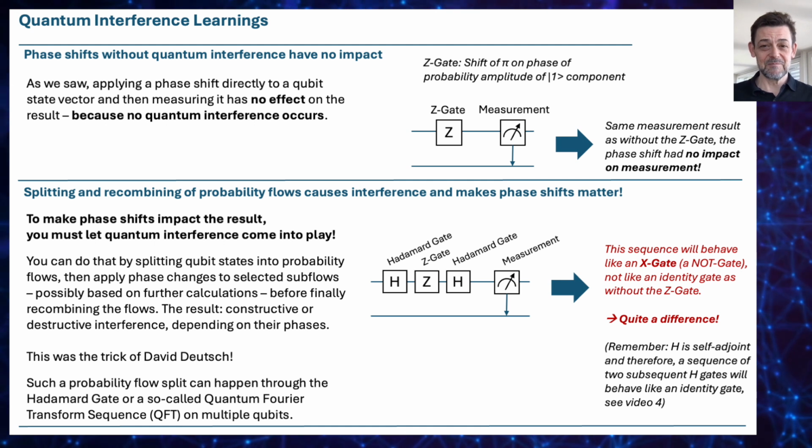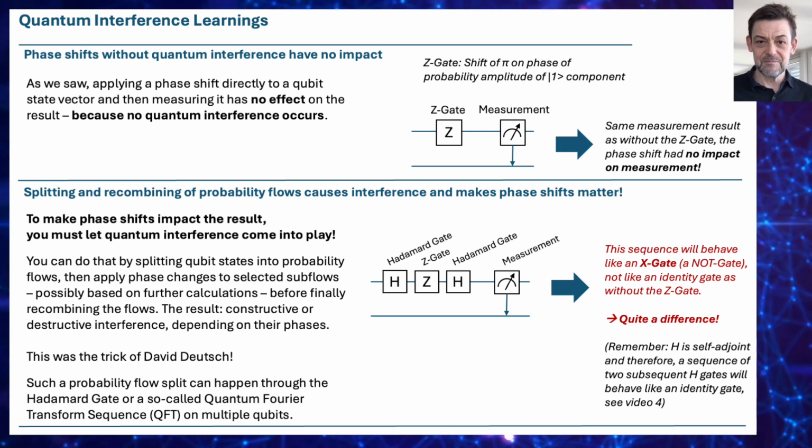Key takeaway: to make phase shifts impact the result, you must allow quantum interference. Achieve this by splitting qubit states into probability flows, applying phase changes to selected subflows, and then recombining them for constructive or destructive interference. David Deutsch used this technique in his first quantum algorithm. The Hadamard gate, or a quantum Fourier transform sequence, QFT, on multiple qubits can split these probability flows.